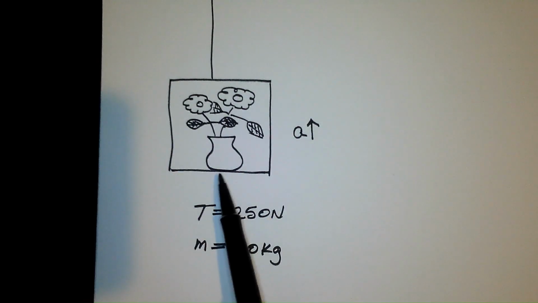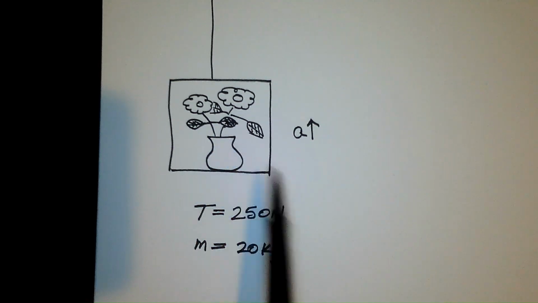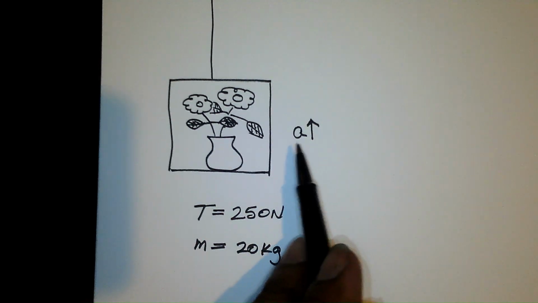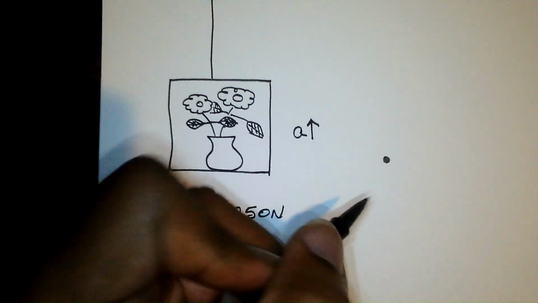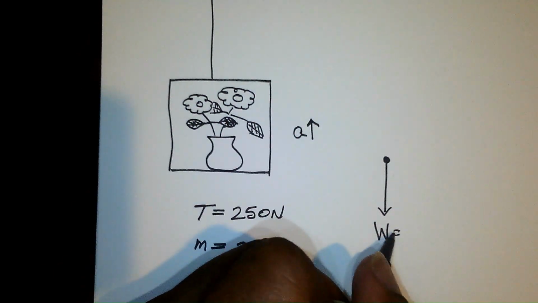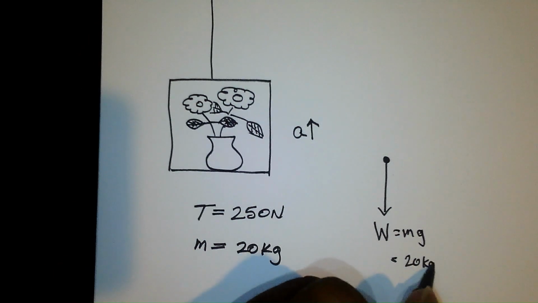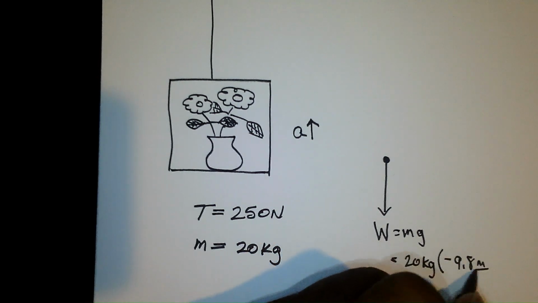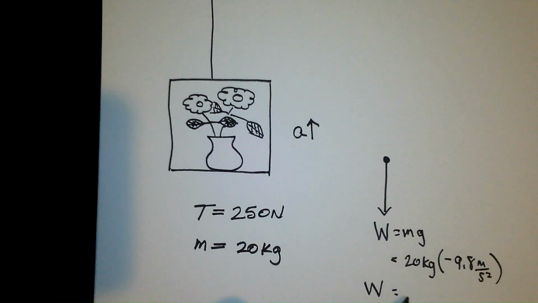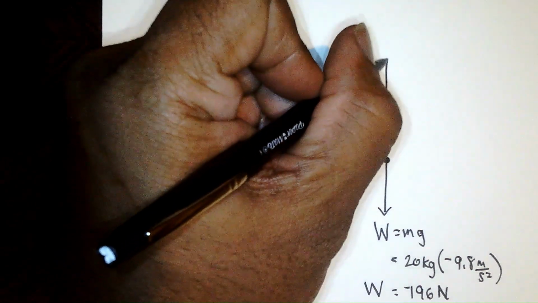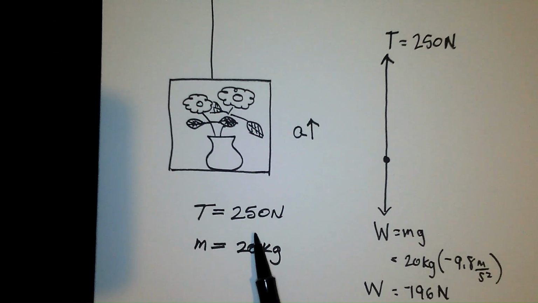Okay, now you got a vase with some flowers on a trolley going up, and it's accelerating upward. We have to calculate the magnitude of this acceleration. So first of all, we know that weight equals mg, so that's 20 kg times negative 9.8 meters per second squared. That's going to give us a weight of negative 196 newtons. Here, we have a tension of 250 newtons positive pulling upward.